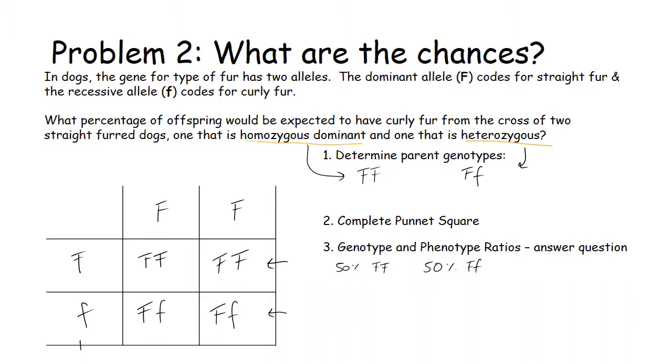Now, both of these genotypes give the same phenotype. Homozygous dominant is also going to be the dominant allele, it's got nothing else in there. So if you're homozygous dominant, you have to be the dominant phenotype. If you're heterozygous, you're also going to be the dominant phenotype. So both of these have a 100% chance of having straight fur.